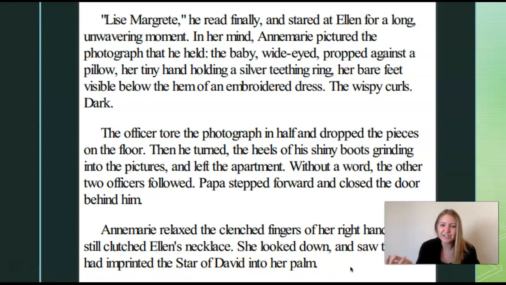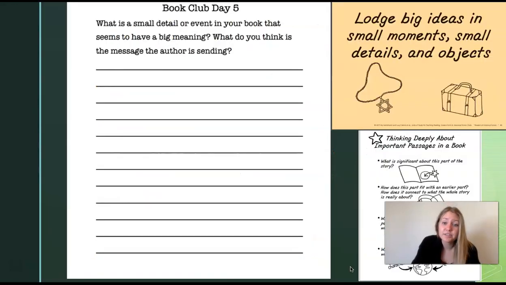All right. So here, I think that this necklace has more meaning than just being a necklace. A big hint to that is the fact that it's on the cover of the book, right? That seems pretty important. So I talked about how the Star of David is a symbol of the Jewish faith. And now Anne Marie has held it so tightly that it is imprinted on her hand. And so she can still see that shadow of it there before it fades now that she's let go. So this is the page in your packet that we are filling out today. It says, what is a small detail or event in your book that seems to have a big meaning? And what do you think is the message that the author is trying to send with it?